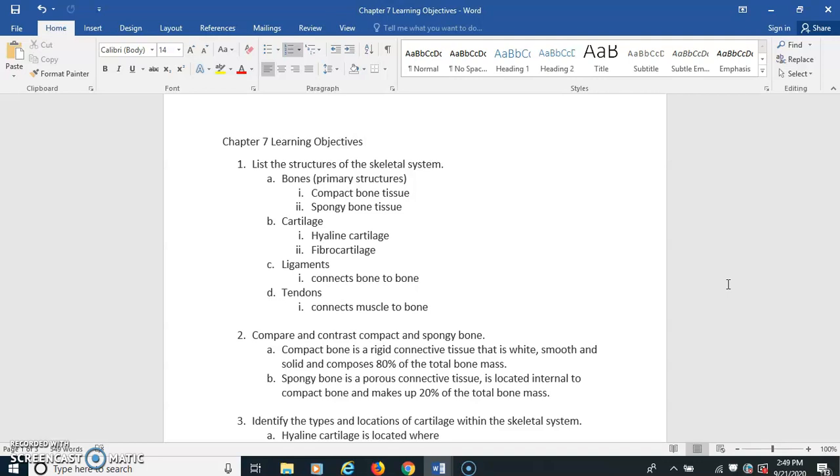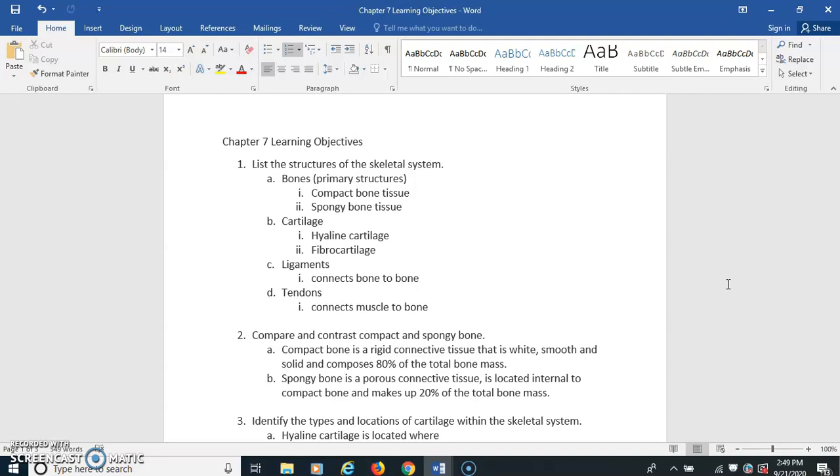So it does more than just support the body, provide the framework, and give the skeletal muscles something to pull on to allow movement. So it's a pretty neat organ. Bones are pretty neat organs, and the whole skeletal system is pretty cool. So we'll learn a lot more about it in our Chapter 7 here.